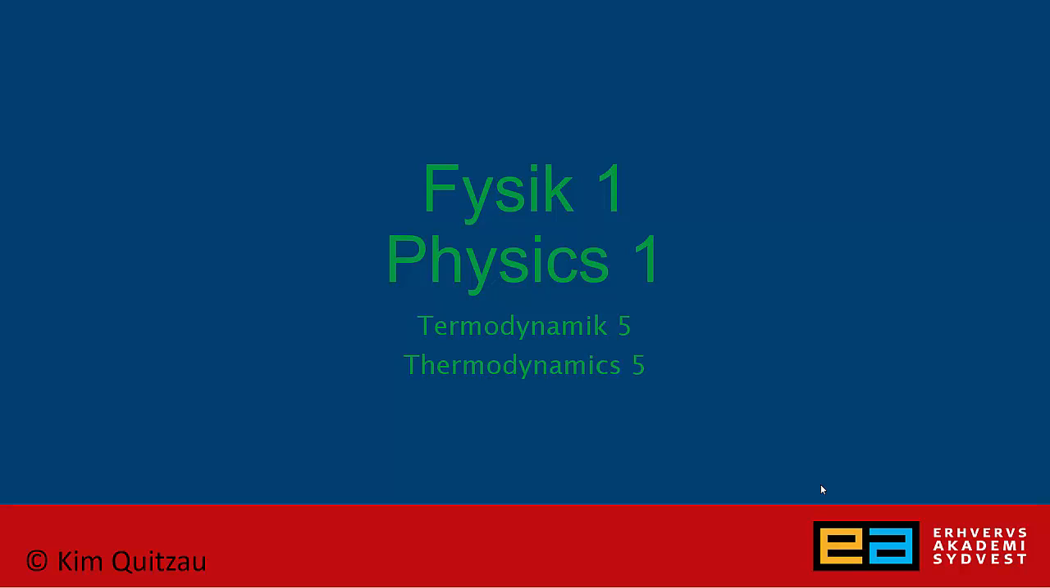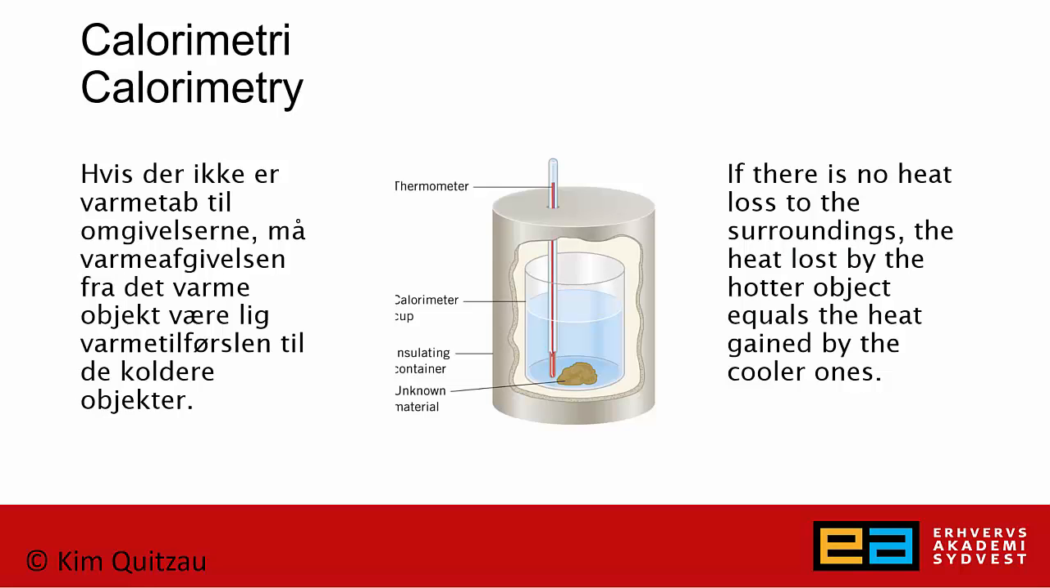Thermodynamics 5. Calorimetry. If there is no heat loss to the surroundings, the heat lost by the hotter object equals the heat gained by the cooler ones.